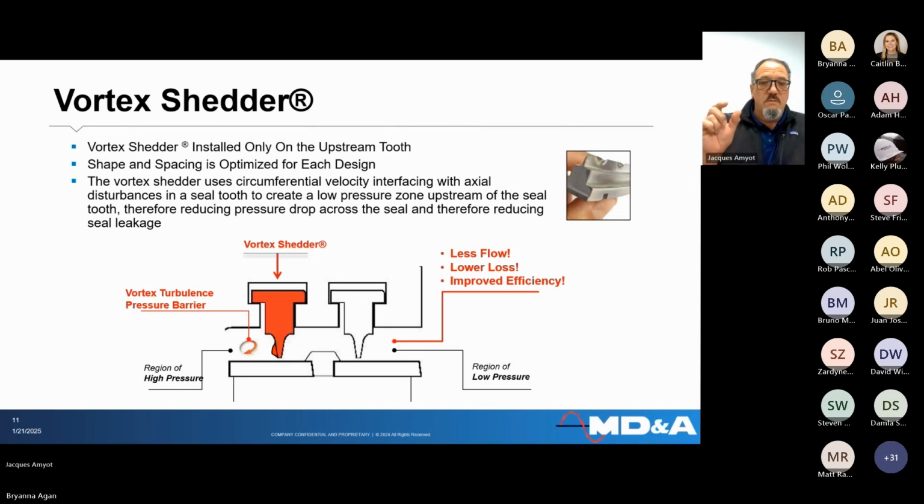That protuberance interfaces with certain potential velocity that is naturally occurring within the steam path and creates a low pressure spot, basically, just upstream of the first seal tube. And that low pressure region reduces the pressure drop across the seal tube, which reduces the flow across the seal tube, resulting in lower flow, lower loss, and improved efficiency.